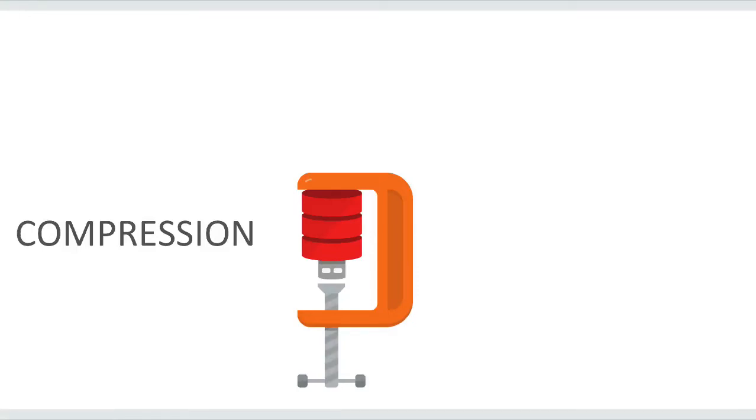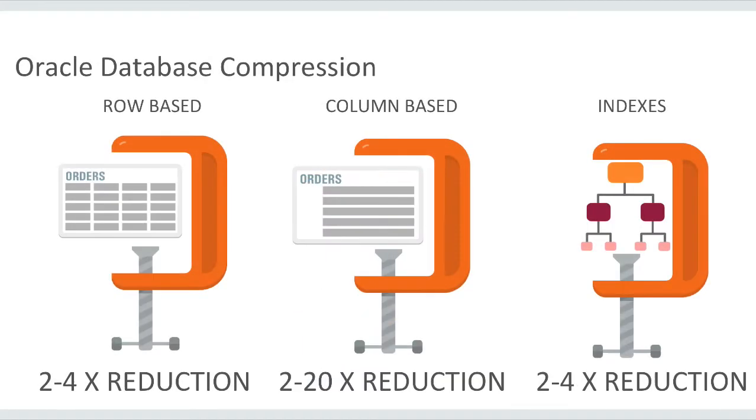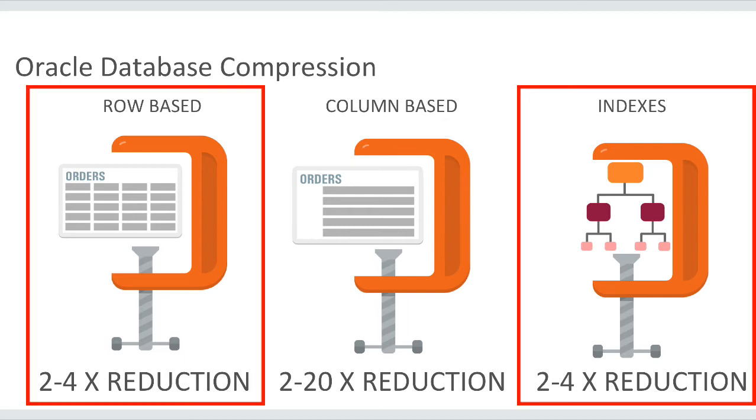Hi, I'm Dominic Giles, and I'm here to talk about Oracle database compression. In the next 20 minutes or so, we'll go through some of the capabilities, and we're going to be focusing on OLTP compression in this particular session. We're going to be looking at row-based compression and the compression of the associated B-tree indexes with those tables. The idea is that we can significantly reduce the overall size of the database.